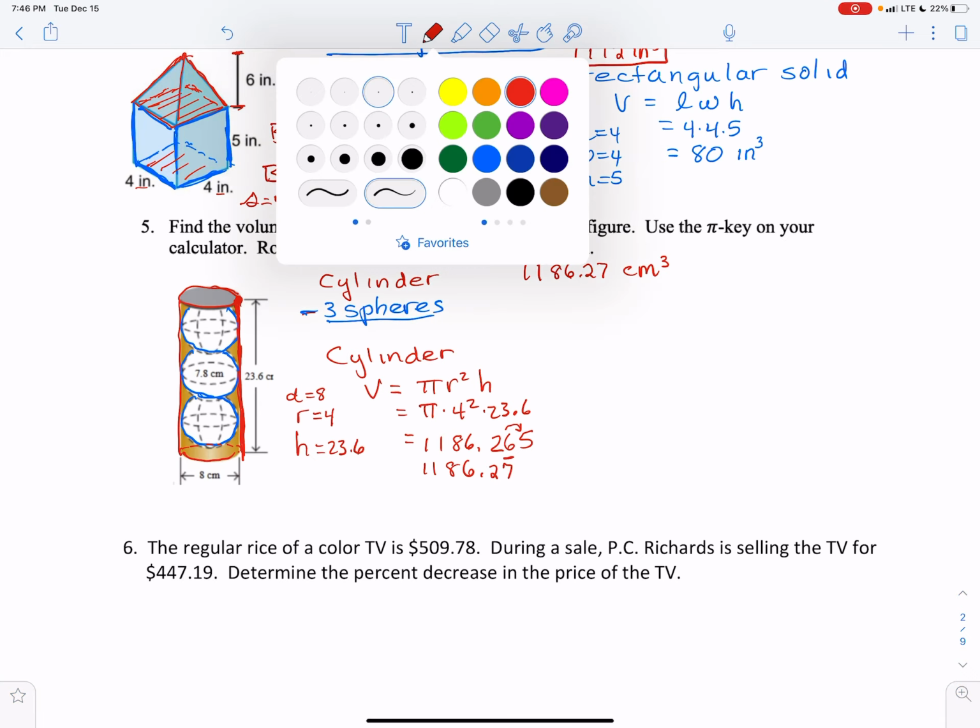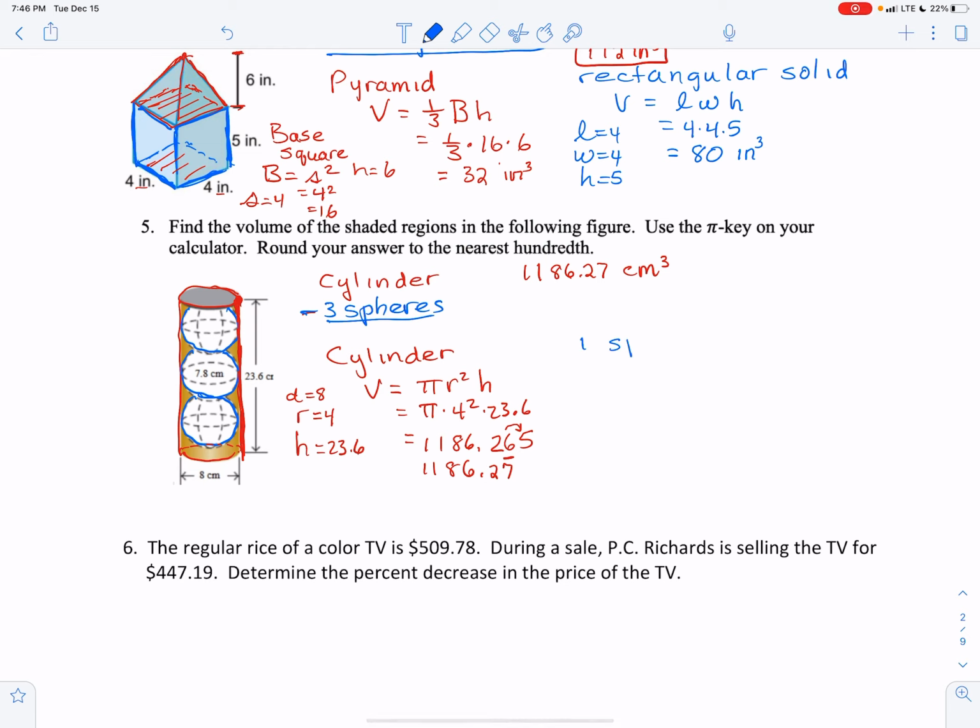Now, let's do one sphere first. So the volume for one sphere can be found by taking 4/3 pi r cubed. Well, again, they gave us the diameter, the distance from one side of that sphere all the way over to the other side of the sphere. They give us a diameter of 7.8 centimeters. So the radius is half of that, or 3.9 centimeters. So 4/3 pi times 3.9 cubed. That would be the volume of one sphere.